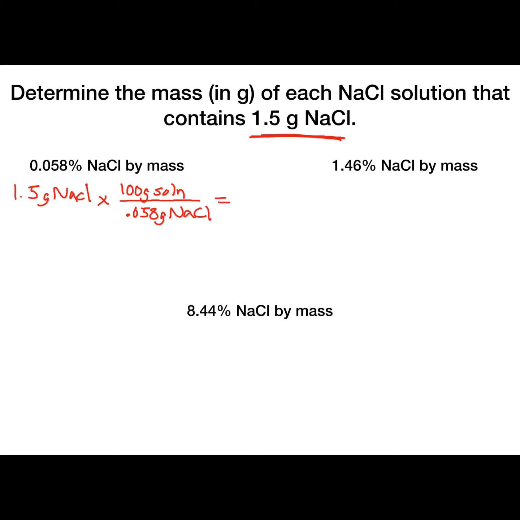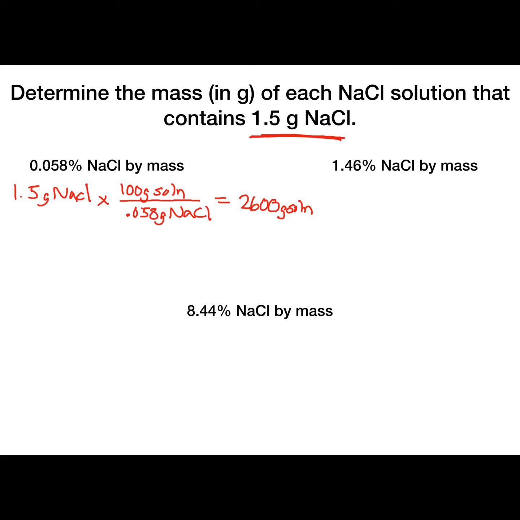Okay, so we do 1.5 times 100 divided by 0.058. And now our answer needs to be in 2 sig figs since 1.5 is in 2 sig figs. So our final answer is 2,600 grams of solution.